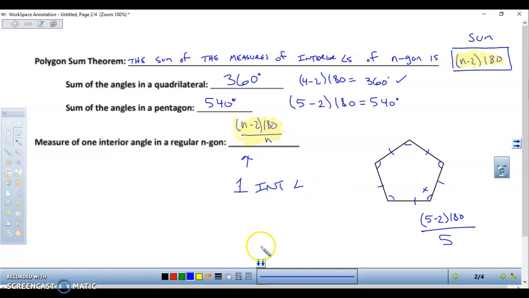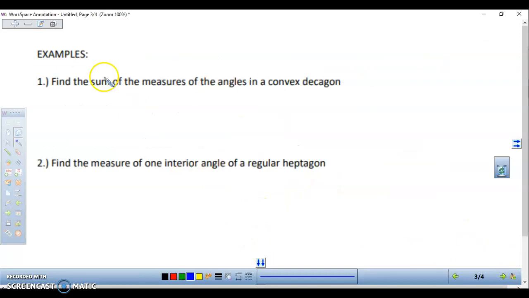All right, let's do some examples. So find the sum of the measures of the angles in a convex decagon. All right, convex, remember, just means it doesn't cave in. We're only going to deal with convex polygons, so don't really stress concave right now. We can talk about that later if there's time. But a decagon, you guys, you must remember this, has 10 sides. So because it's the sum of all the interior angles, I should have said interior angles, excuse me.